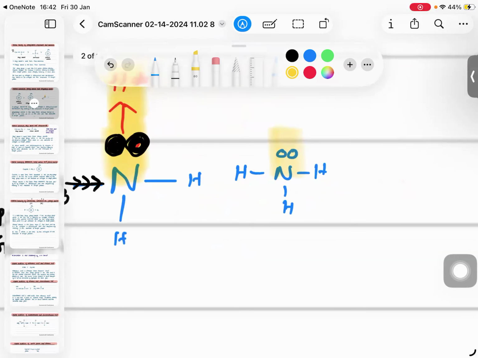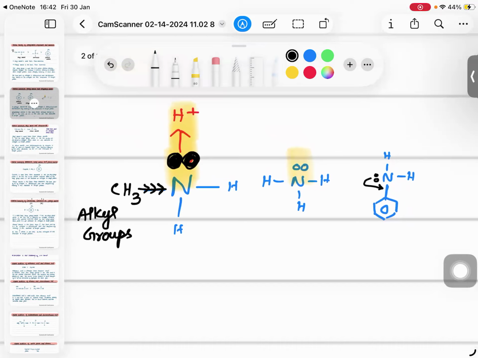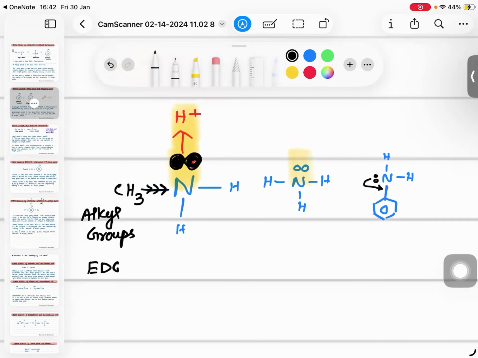On the other hand, if you look at this, and I put, for example, phenyl here. In the case of phenyl, the lone pair of electrons on the nitrogen is delocalized over the benzene ring. If the alkyl group was an EDG, electron donating group, the phenyl acts the other way around. It acts as an electron withdrawing group, so it pulls the electron density down.